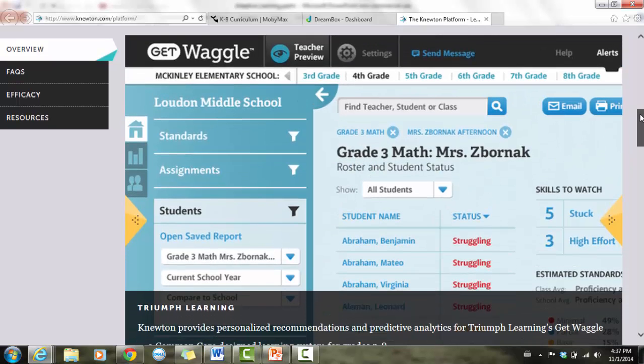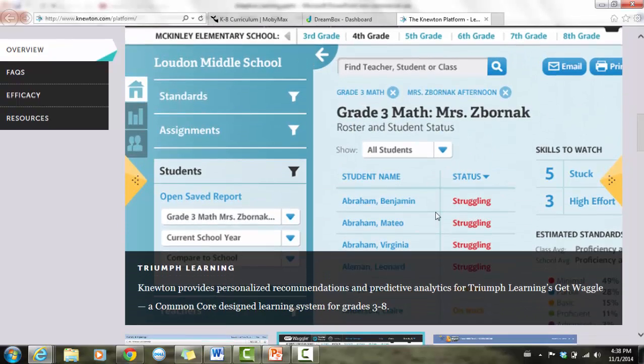This is what the teacher would get, teacher preview, as I mentioned, how they base their students. This says that Benjamin Abraham is struggling. This is math, grade 3.